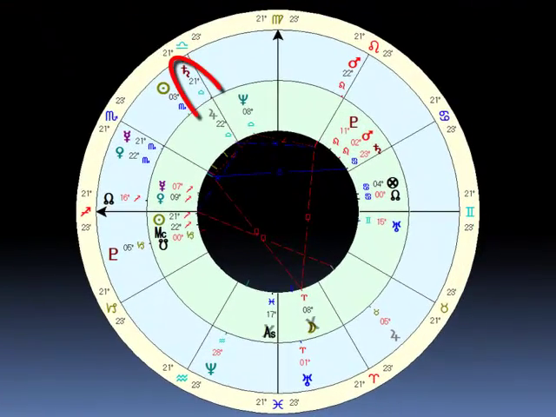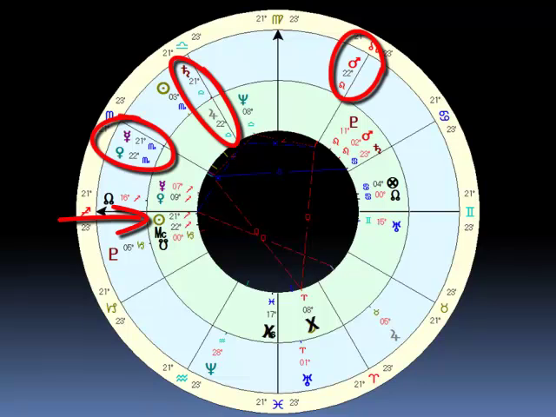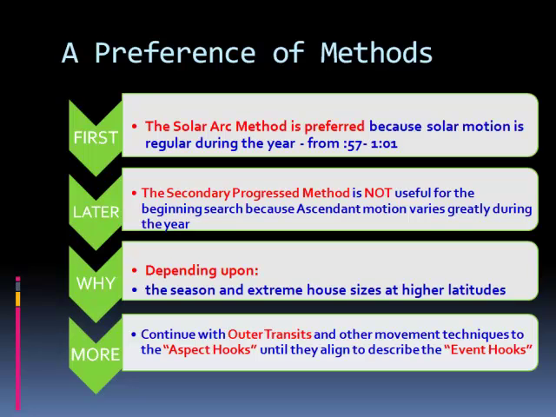The next step is to compare the aspect hooks of the natal chart of the known factors that aren't going to move more than a degree during a 24-hour day with the life event hooks to derive the most reliable birth time. Depending upon the range of time being searched or the disparity of the birth time, the preference generally is the solar arc method first, because the solar motion is regular during the year, and that same regular increment is applied to each planet and point in the chart.